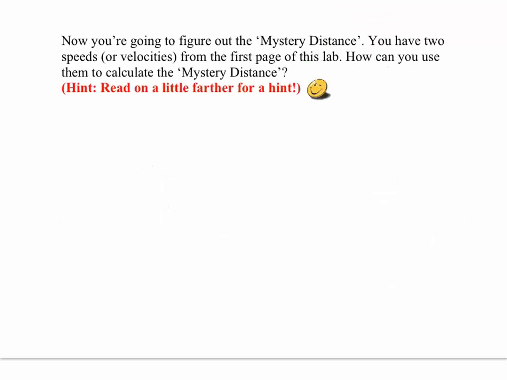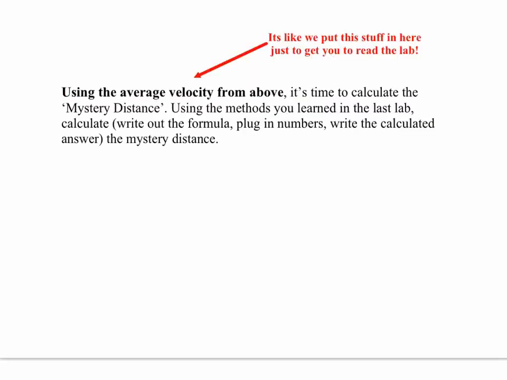So the next question asks, how are you going to use your two calculated speeds to be able to figure out one calculation for mystery distance? And it's almost like we do this for our own enjoyment, but we really don't. We do it to make sure you read the lab. Check out the next question, which says, using the average velocity from above. We'll be using the average of our two calculated speeds from before to then be able to plug in for just one calculation. You could also use both calculated speeds, do two calculations for mystery distance, and then average that, but it's just one extra step.